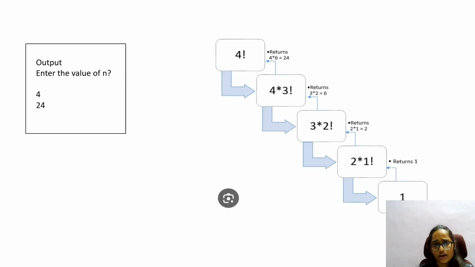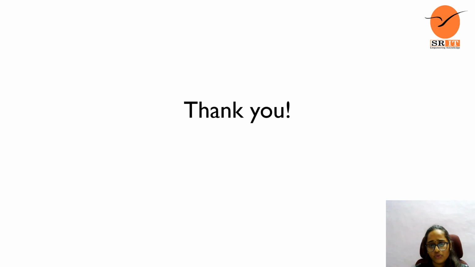The 4 factorial becomes 3, and 3 will again divide into 2, 2 will again divide into 1, and again 1. And again the 1 value returns to the upper block, and here the 2 value returns. Again it returns a 6 value, and 6 times 4 is 24, it returns here, and we'll get the output as 24. And this is how the recursion works, with the example of a Fibonacci series and finding the factorial of any number. And thank you.